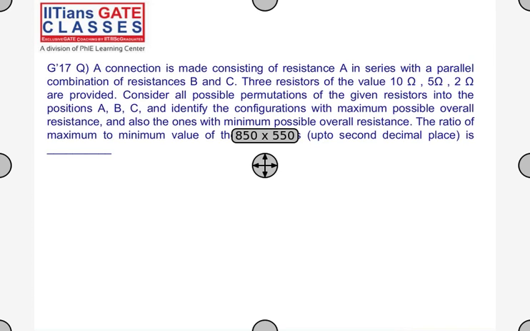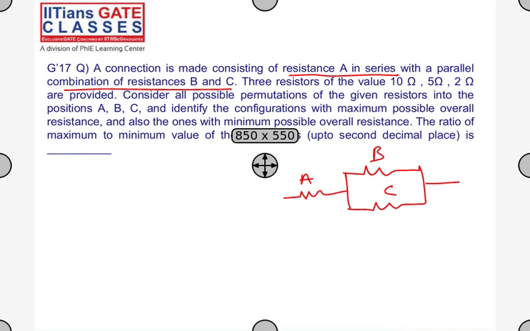It says that a connection is made by resistance A in series with a parallel combination of B and C. So there are 3 resistors, A, B, and C, and A is in series with the parallel combination of B and C. You have 3 resistors of values 10 ohms, 5 ohms, and 2 ohms provided.